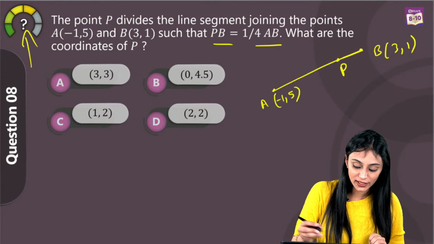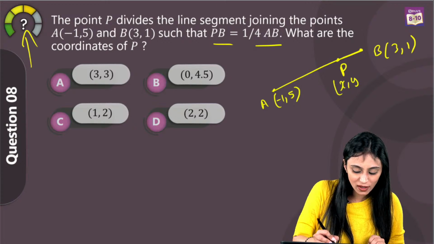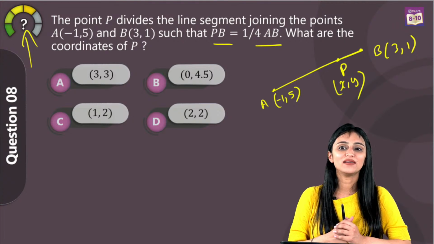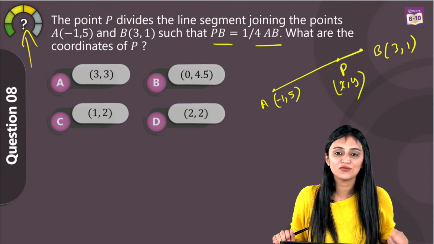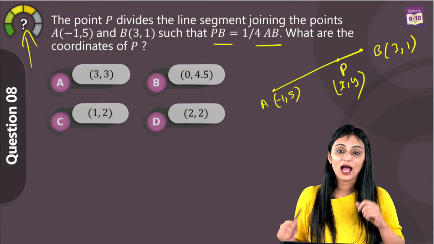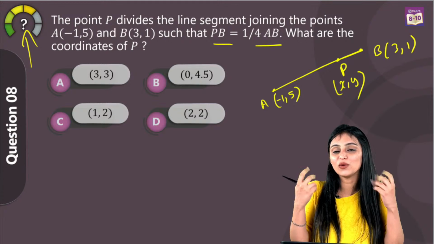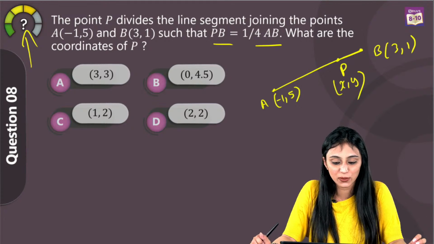So now PB is 1/4 of AB. I need the coordinates of P. Let's suppose the coordinates of P are x, y. How do I find this? If I had the ratio in this question, I would have easily applied the section formula and got the answer, right? How can I apply, like which method do I use here? How do I find this out?